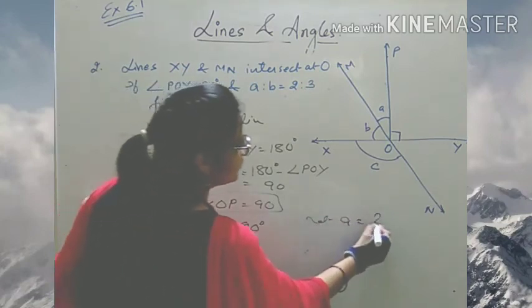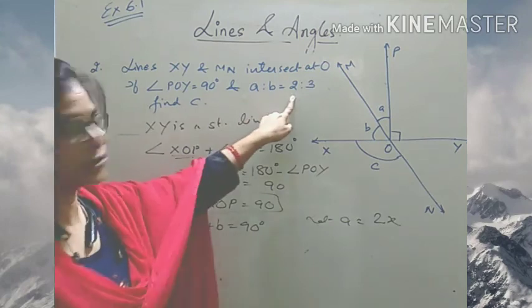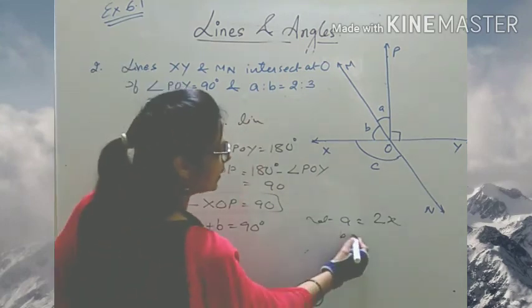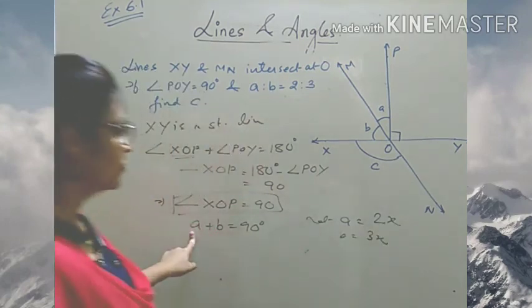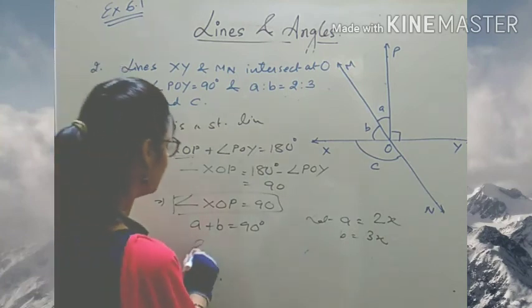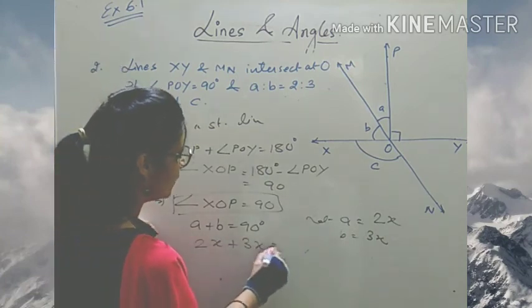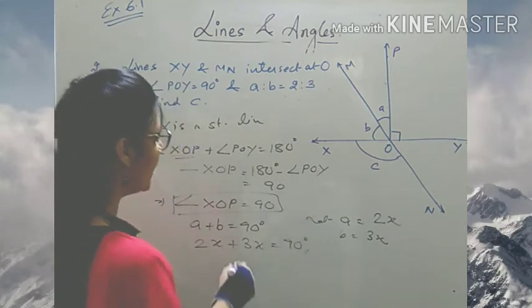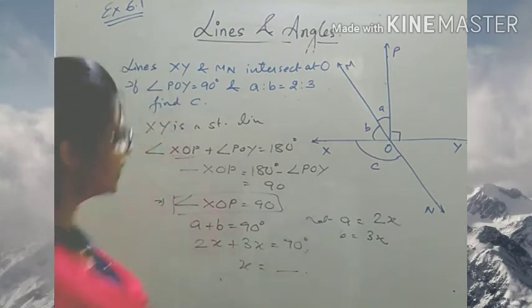Let A be with us. Since the ratio is there, तो हम क्या लेंगे इसको? 2x और B को क्या लेंगे? 3x. तो यहाँ पे क्या हो जाएगा? 2x plus 3x equal to 90 degree. So with the help of this, we will get the value of x.